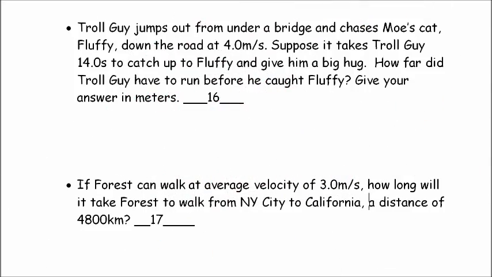Alright, question 16 says, Troll Guy jumps off from underneath a bridge and chases Moe's cat Fluffy down the road at 4 meters per second. 4 meters per second, that's obviously a speed. Suppose it takes Troll Guy 14 seconds, obviously a time, to catch up to Fluffy and give him a big hug. You didn't think that Troll Guy was going to eat that kitty, did you? He wouldn't do that. How far did Troll Guy have to run before he caught Fluffy? Well, how far? That's a distance. So we're looking for distance here.